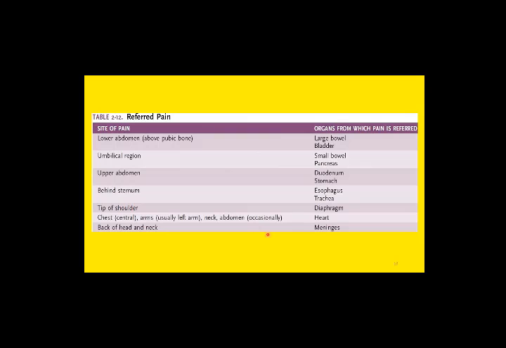Similarly, heart pain may radiate towards the central chest of the body, or sometimes classically the left arm and the left shoulder. So such pain is labeled as referred pain: the pain felt or experienced at a remote site away from the site of origin.